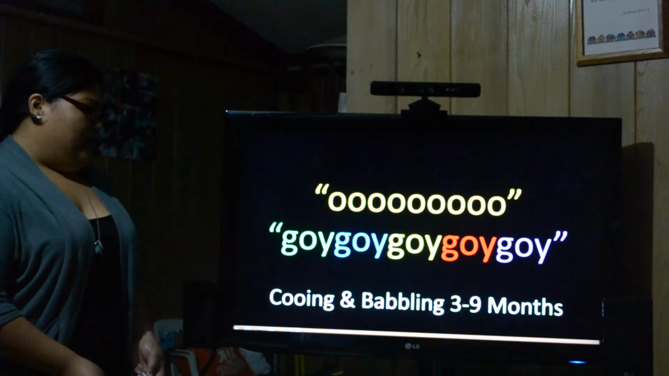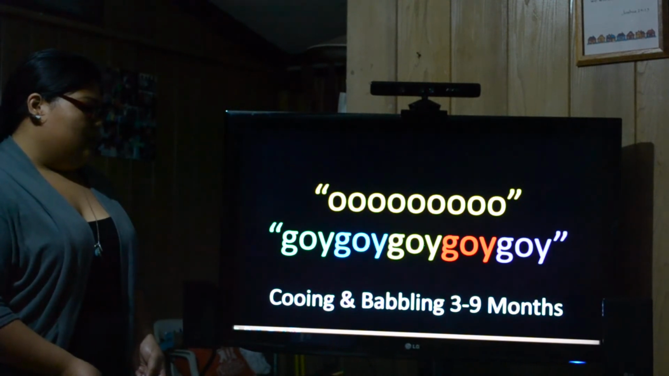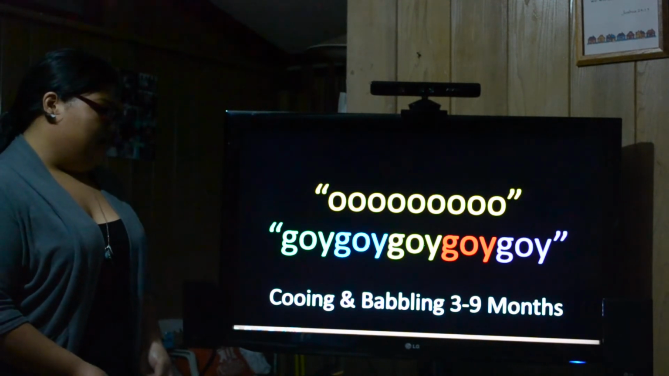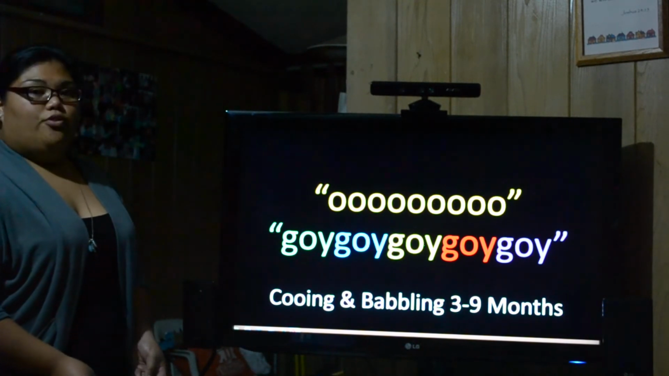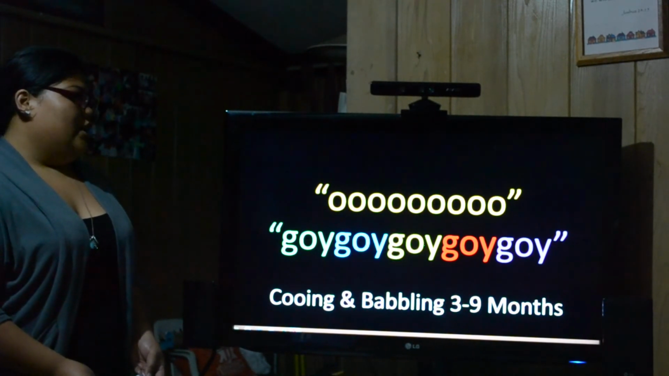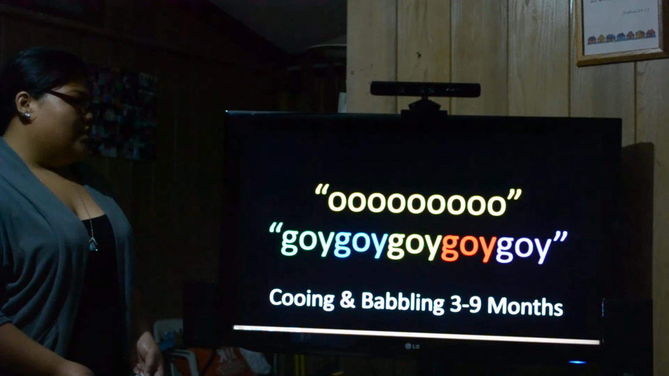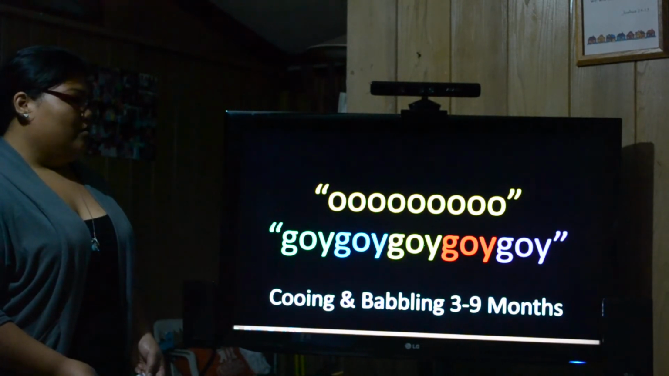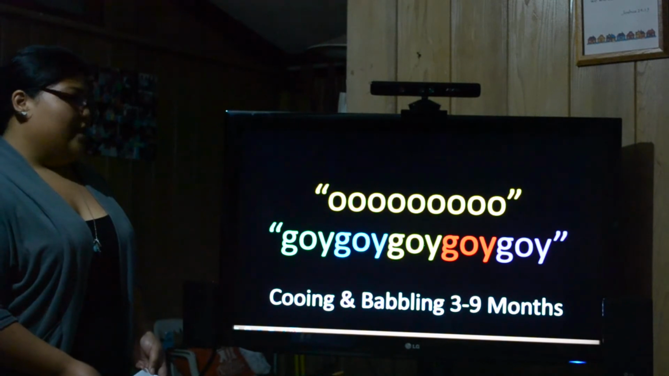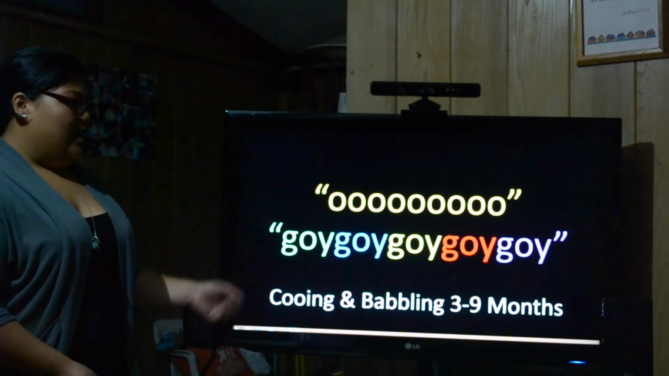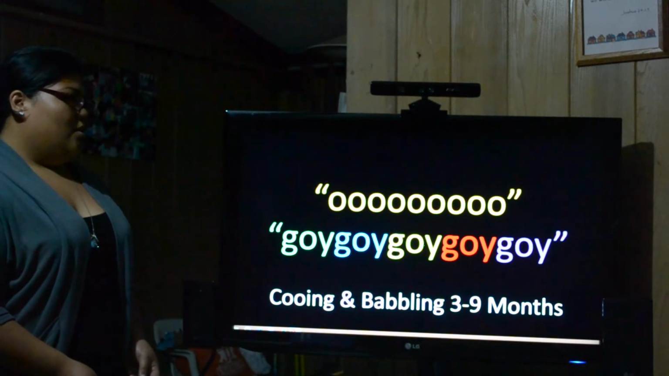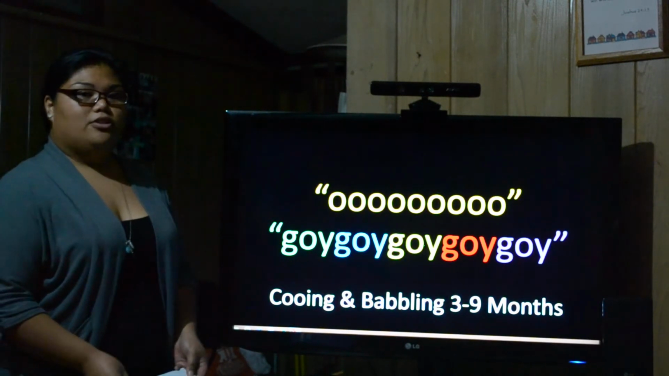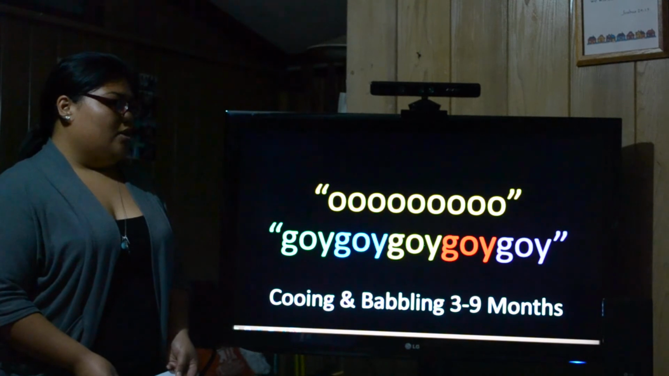The next stage in speech development and language is the cooing and babbling stage. During this portion of the child's life, they are used to pronouncing continual vowel sounds like oo, and sometimes repetitive phrases like goi, goi, goi. Of course, we can't understand what they're saying, but they are conveying a certain message.